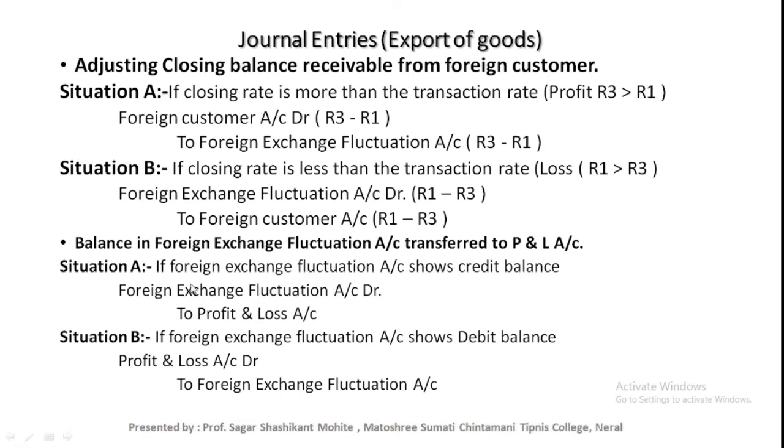On the year end, the FEF balance is transferred to the P&L account. If it is a credit balance, the entry will be FEF account debit to P&L account, and if there is a debit balance, the journal entry will be profit and loss account debit to FEF account.